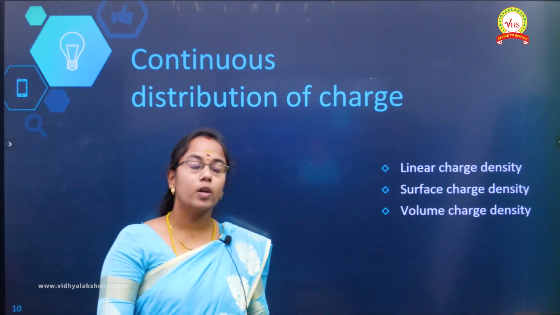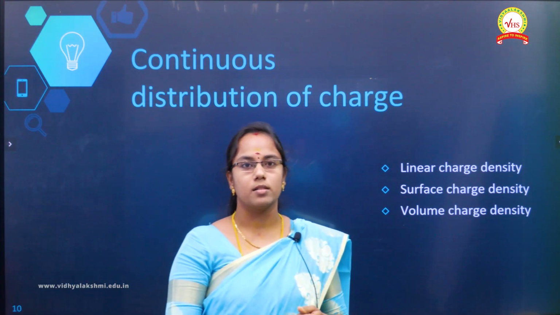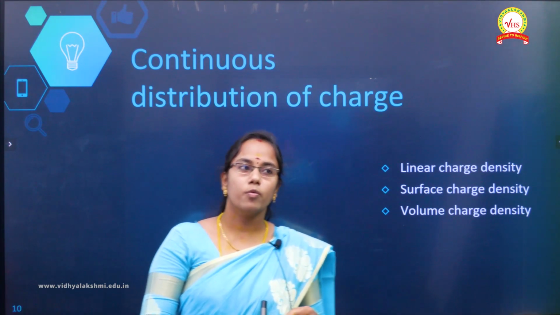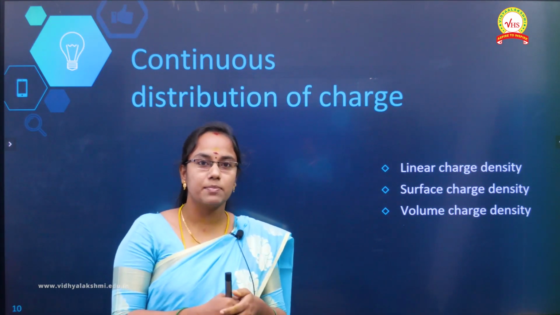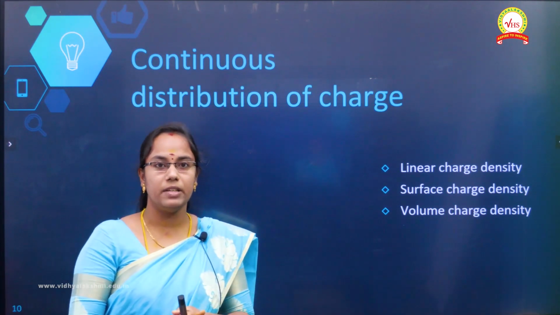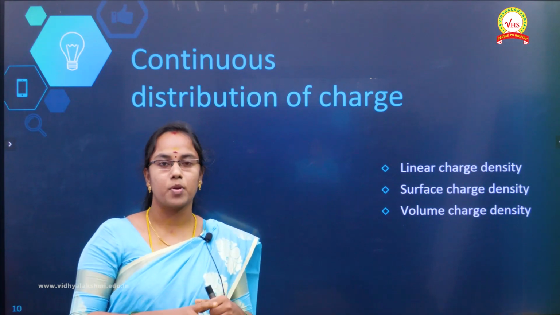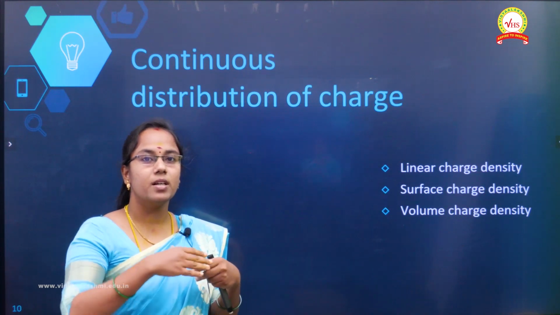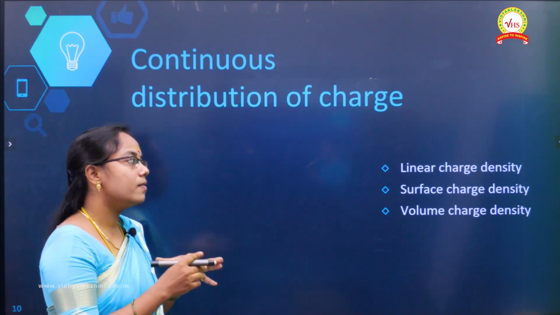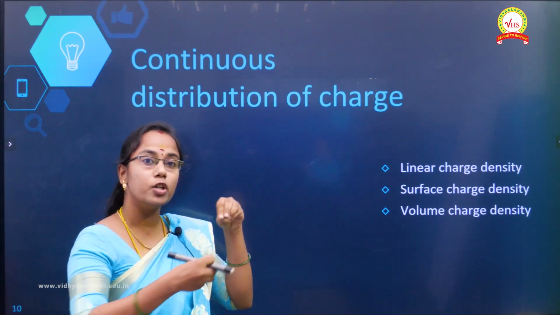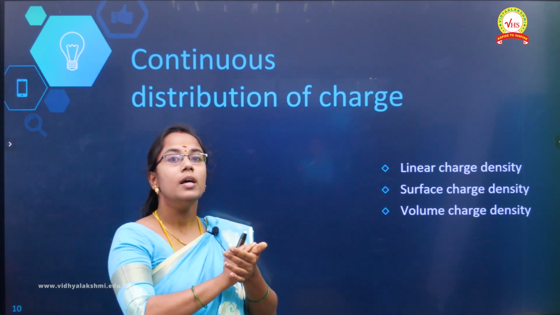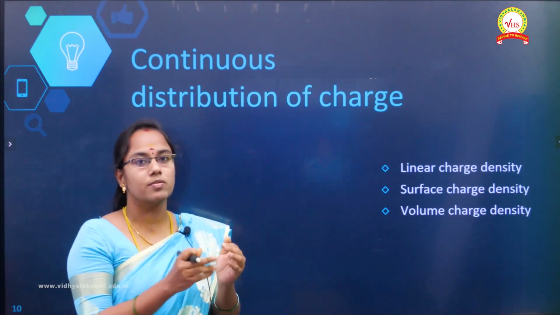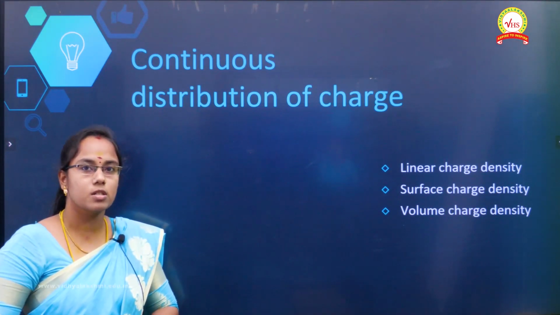We know a property of a charge: it is quantized. So we cannot have it with decimals. Q is equal to nE, we have seen, where n represents the number of charges, right? So if you have a bigger area, a bigger thing, we can neglect that and treat it as a continuous charge distribution. As a whole, in that particular surface or line or shape, the charge is continuous. That is known as continuous distribution of charge.